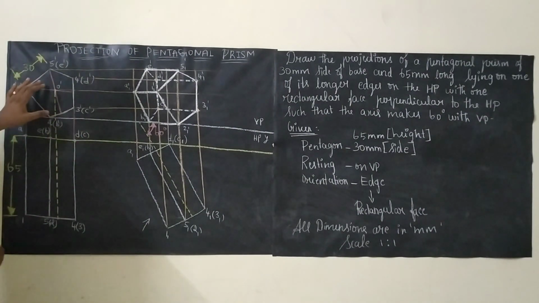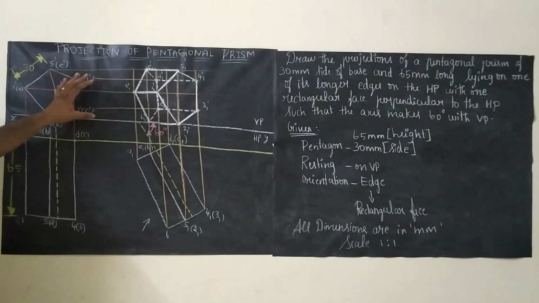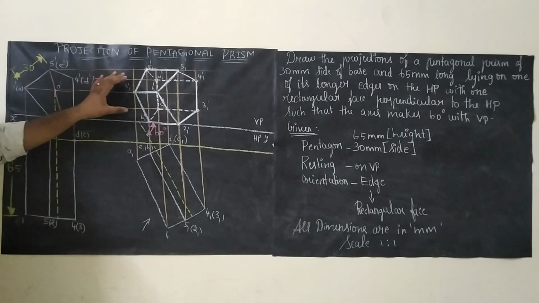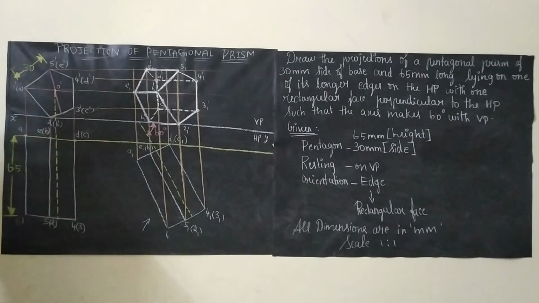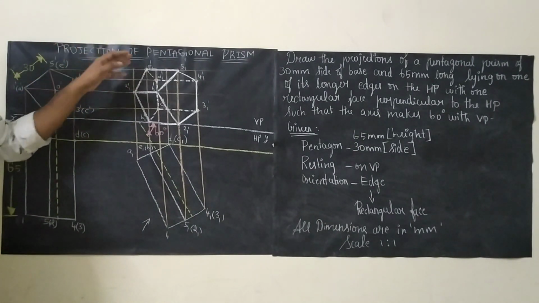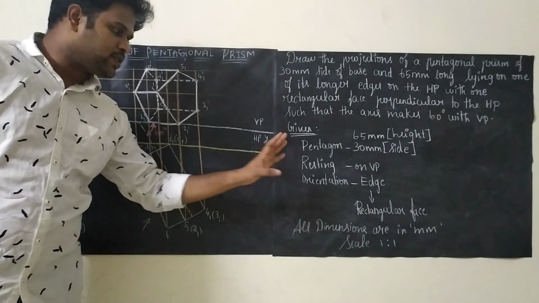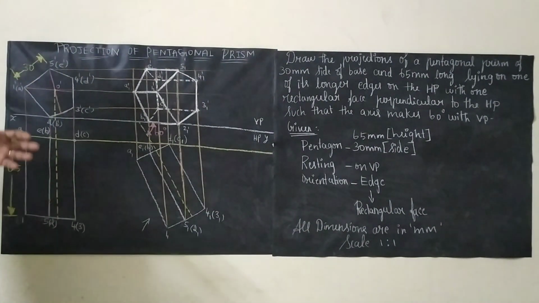These 1, 2, 3, 4 diagrams you have to draw with your HB pencil, and the extension lines should be drawn with your 2H pencil. And the heading will be projection of pentagonal prism. Height of the text will be 10 mm and all dimensions are in mm and scale 1:1. The height of the text should be 5 mm.